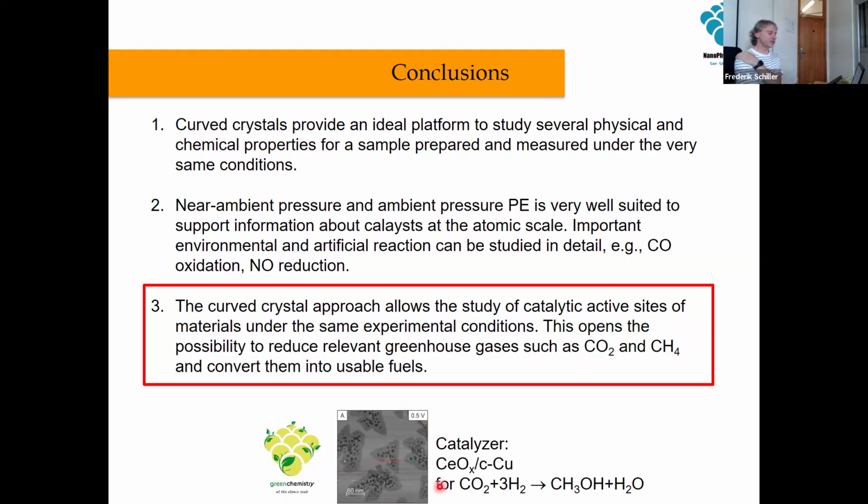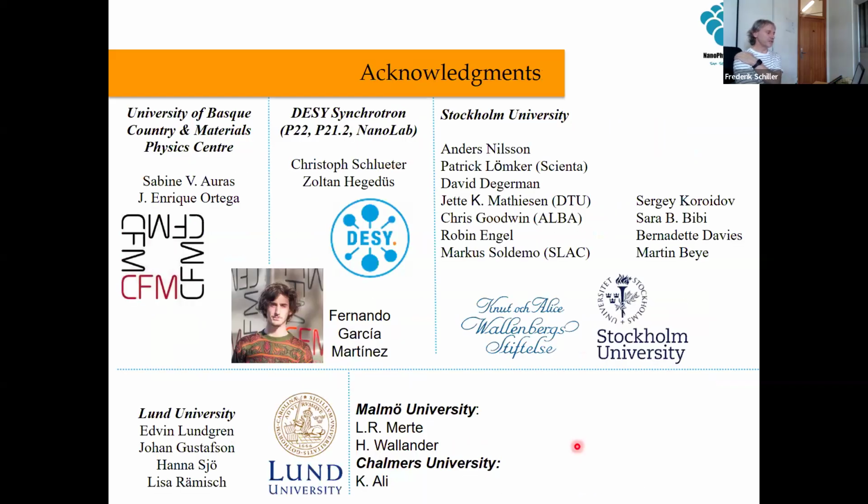For example, here you see on the bottom one of these catalysts that we want to address in the future. This is some oxide material, cerium oxide, zinc oxide, on some curved copper crystal, and we want to do, for example, reactions with CO2 and hydrogen, and we want to get out ethanol and water, so ethanol for use as a fuel. With this, I will finish.